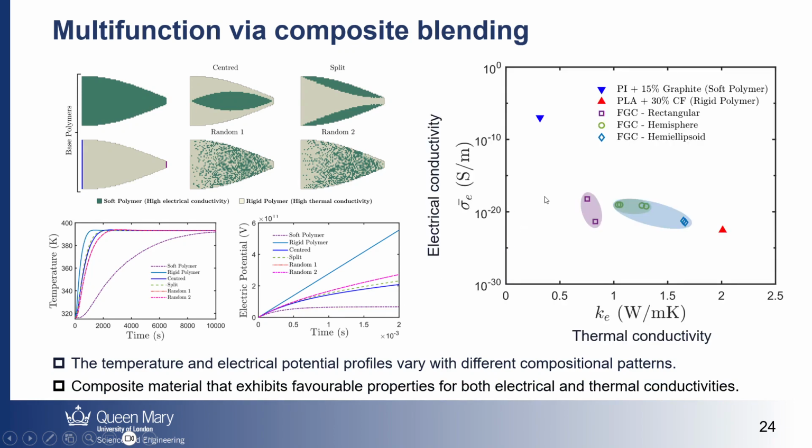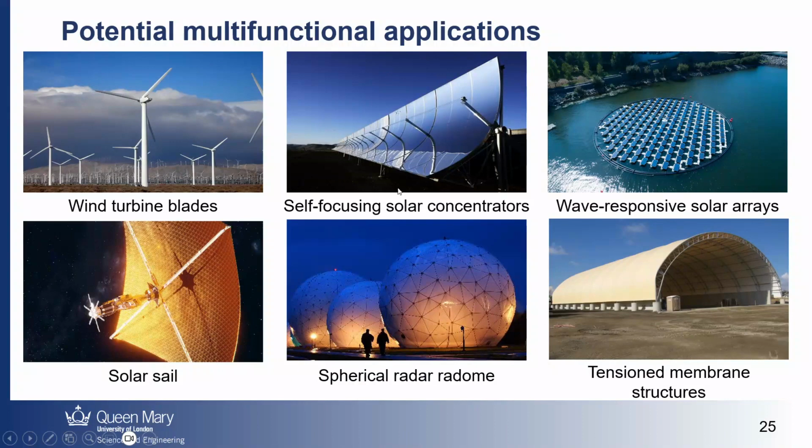And this helps us blend the materials. If you have electric conductivity somewhere here, very good electric conductivities but very low thermal conductivities, and at the same time here, very good thermal conductivities but very low electric conductivities, by blending the two materials you can achieve something in between, but still have the morphing abilities. So that's the advantage of using composites instead of a single material. And there are a lot of potential multifunctional applications. For example, wind turbine blades with a morphing structure can improve their aerodynamic performance. Others include self-focusing solar concentrators, wave-responsive solar arrays, solar cells, spherical radar arrays, or tensioned membrane structures.